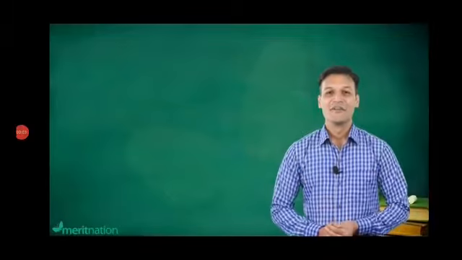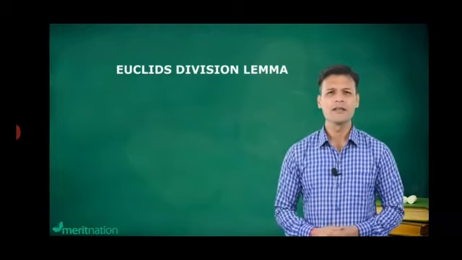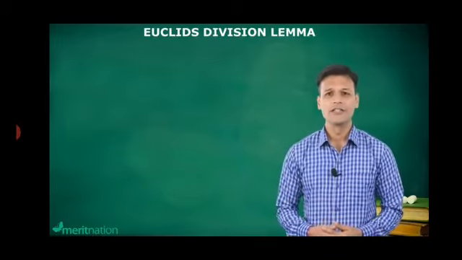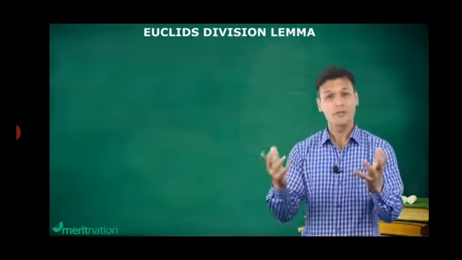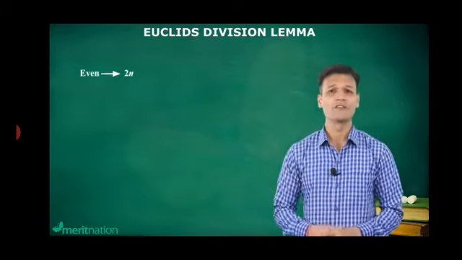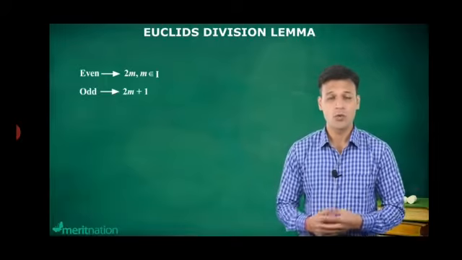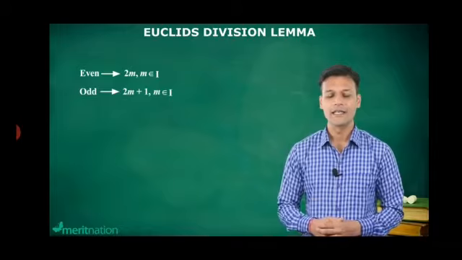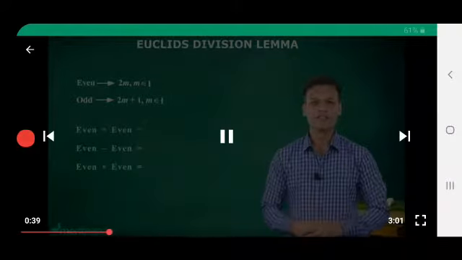Hi. There are a lot of applications of Euclid's division lemma in number theory. For example, Euclid's division lemma can be applied to prove mathematical relationships such as any positive even integer will be of the form 2m and a positive odd integer will be of the form 2n plus 1 for some integer m. Or for instance, I say that the sum, difference and the product of two even integers will be even.